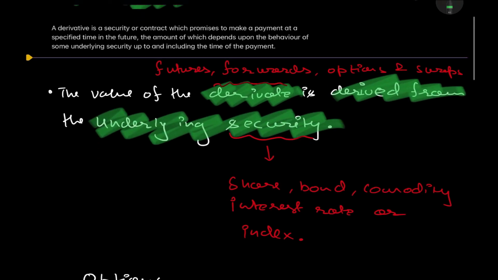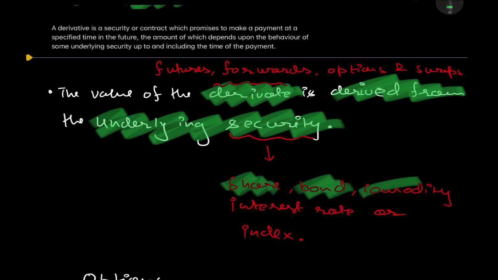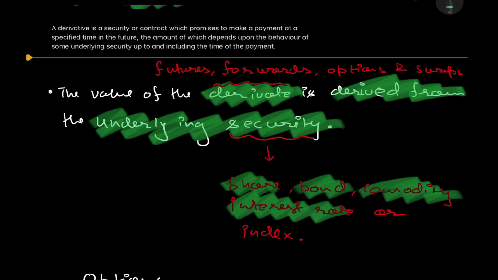Now, what can be the underlying security? It can either be a share, it can be a bond, it can be a commodity. Commodity meaning it can be onions or wheat or rice or anything, right? All of that. Iron, gold, all of these are commodities. You know what bonds are, government bonds. Share, you already know, a share of a company. Interest rate can also be an underlying security, right? So if an interest rate moves up or down, that determines the payment of a derivative contract. Or an index. Index means the stock market index or any other index.